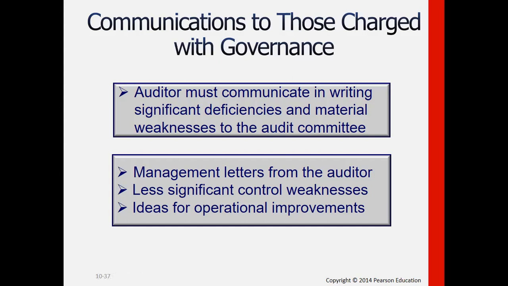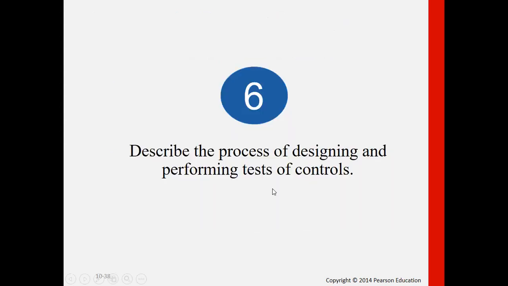Next would be management letters from the auditor. So auditors must secure the management representation that they are primarily responsible for whatever has been audited, especially for financial statements audit. Then less significant control weaknesses, for us to be able to say that at least we will not be declaring that the financial statements are not fair. So that would be an adverse opinion. And then ideas for operational improvements. How can we improve the operations of our clients?